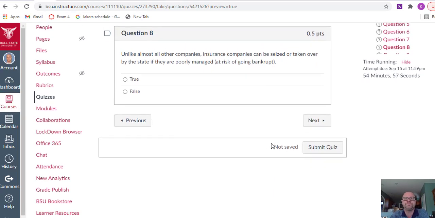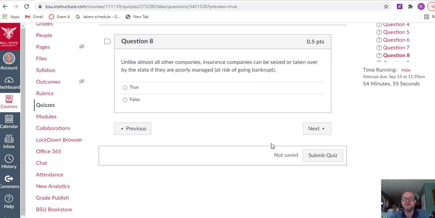Number 8, insurance companies can be seized or taken over by the state if they're at risk of going bankrupt, unlike other companies. Yeah, that's true. That's extremely unusual. There aren't many operations that can actually be seized by the state if they don't like the way you're running things. Sometimes they can impose fines, but actually taking over and liquidating, that's an extreme remedy that no other industry is really subject to in the same way that insurance companies are. So this one's true.